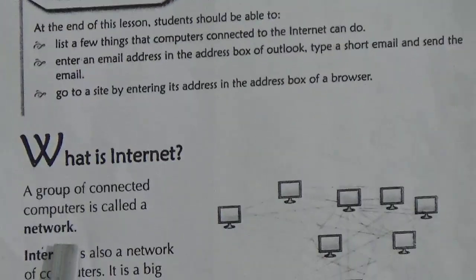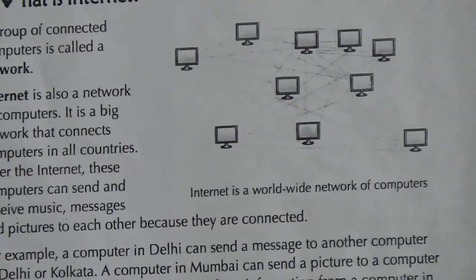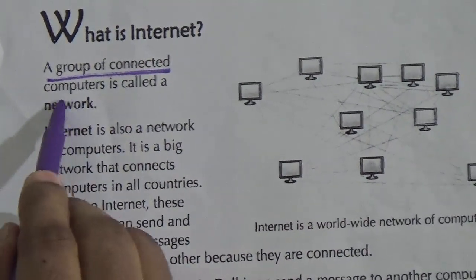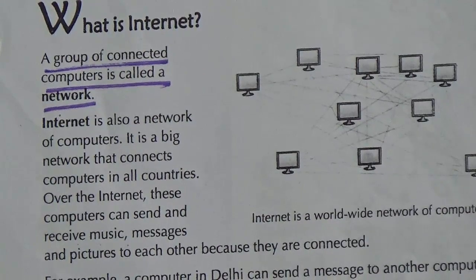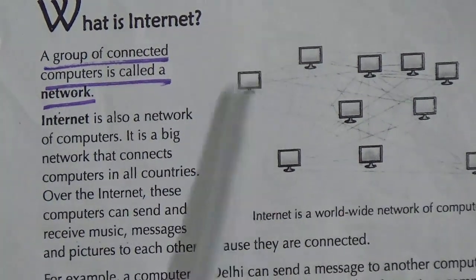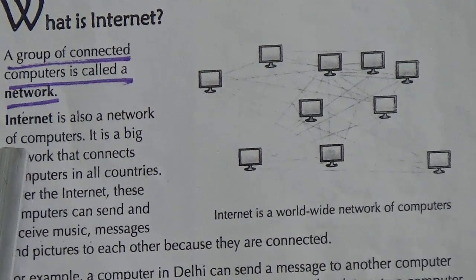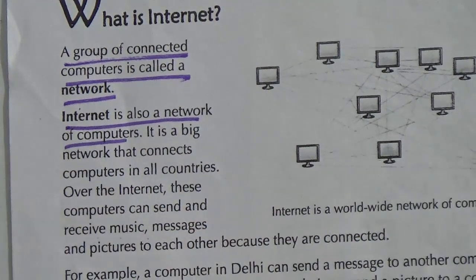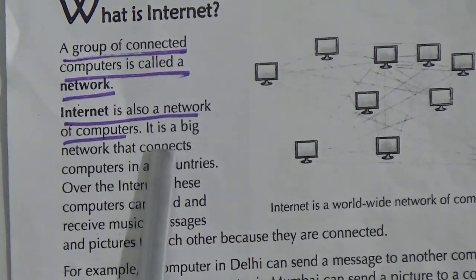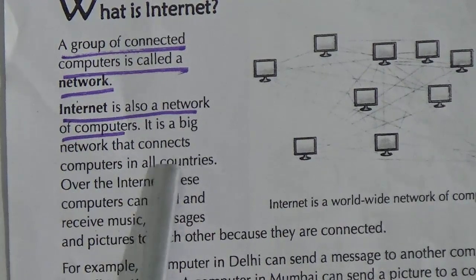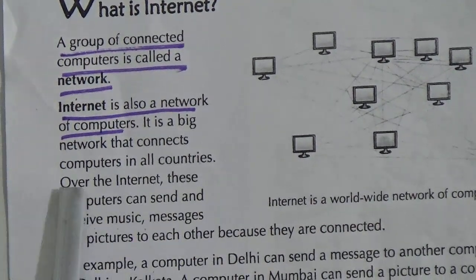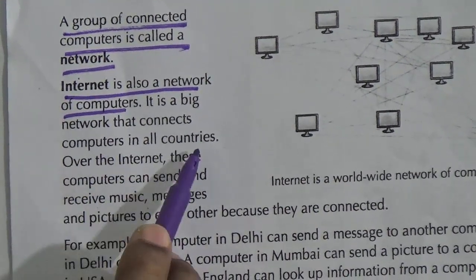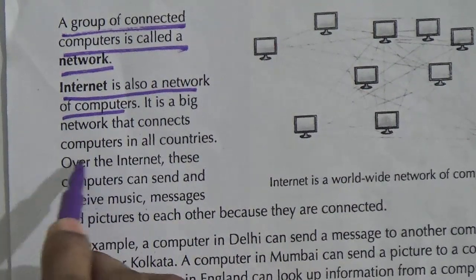A group of connected computers is called a network. This line is very important. Underline in your book: a group of connected computers is called network. Next one, internet is also a network of computers. This is also important. It is a big network that connects computers in all countries. Okay. So the question comes, which connects computers in all countries? This is internet. This is important.